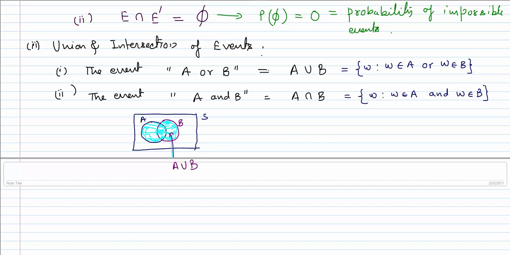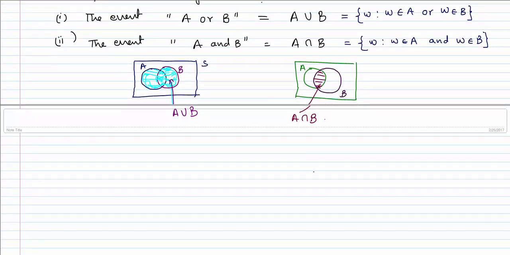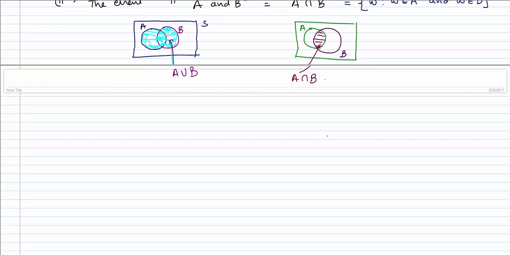Similarly, if we have another example, that is event A, and we have another event B, then this common region is the region for A intersection B. The common region of A and B is the intersection of events A and B. You can see these are very similar to set theory.